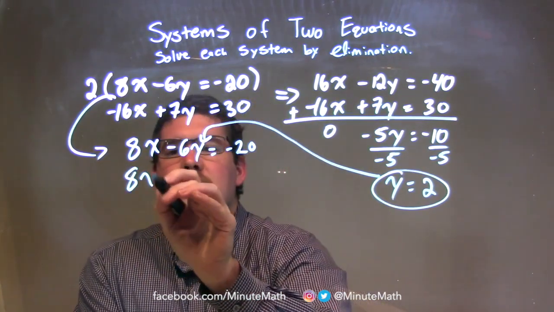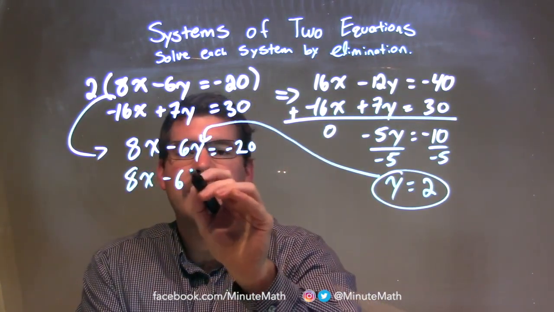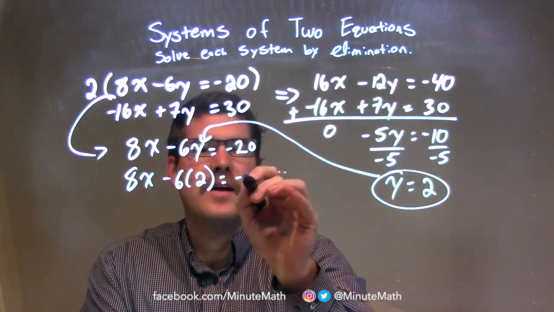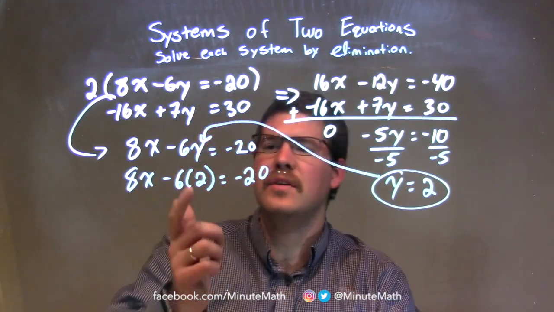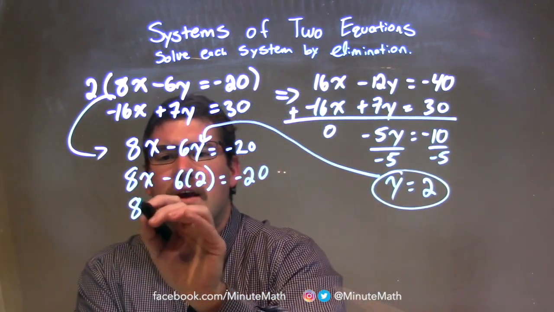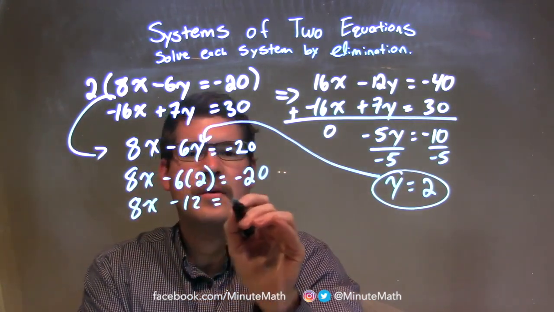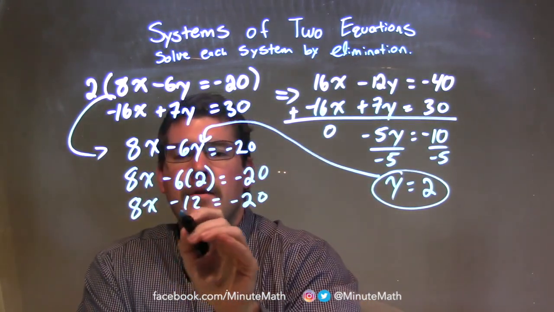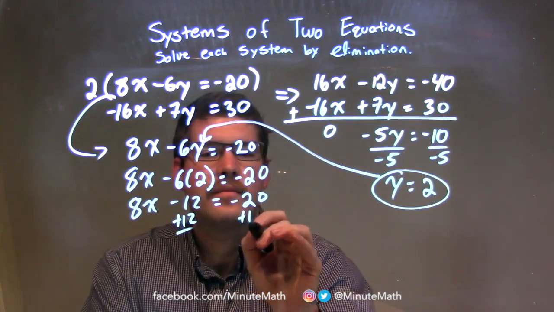So I have 8x, plug it in for y. 8x minus 6 times 2 equals negative 20. 6 times 2 is 12. 8x minus 12 here equals negative 20. Add a 12 to both sides.